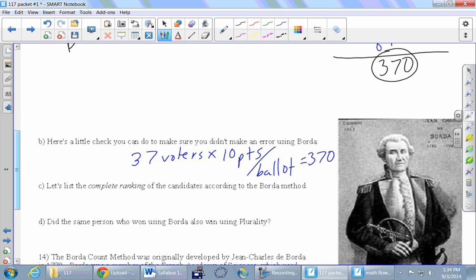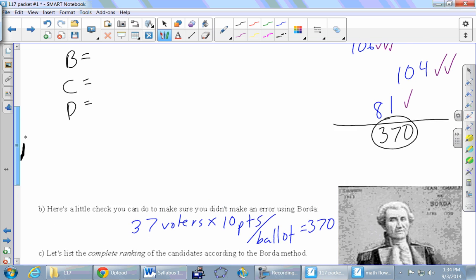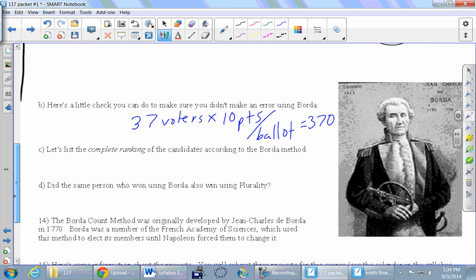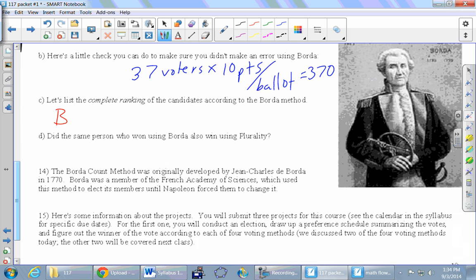Okay, let's get the complete ranking down here. So who was our winner according to this Borda method? It was B. B had the most points. And then who is the second place finisher? It was C, and then D, and then A. So it goes B, C, D, and then A. And that's our complete list. B, C, D, and A. So it's a very natural way that we order them, that we rank them.